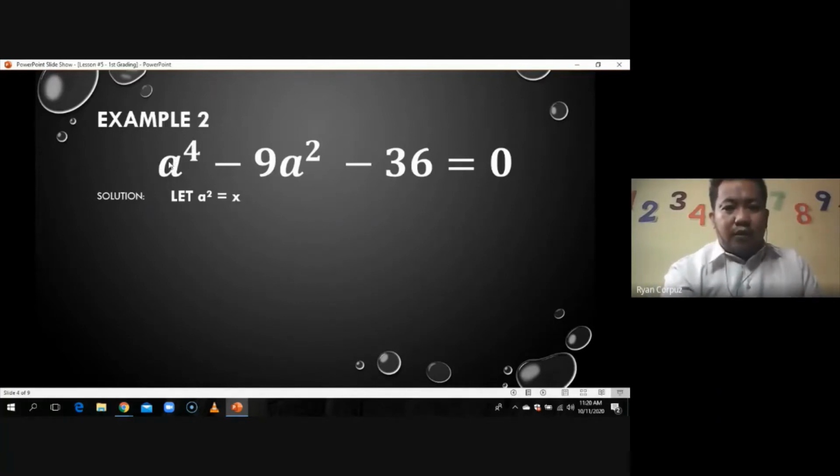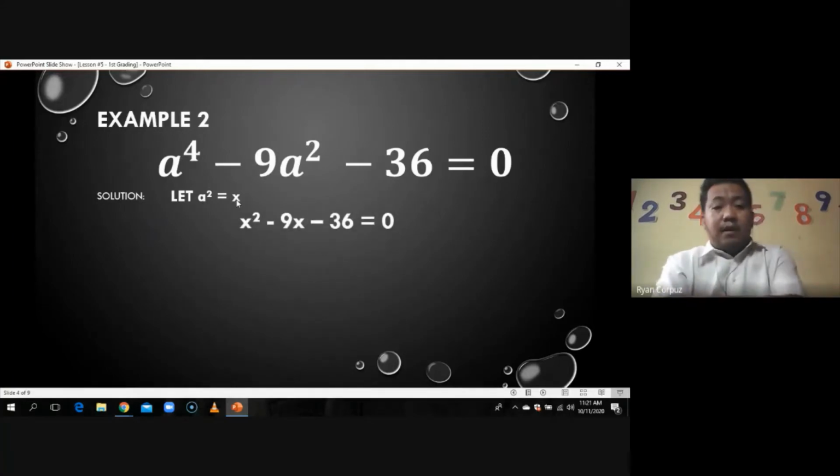So, let's take a look at first a raised to 4. If we let a squared equal x, how many a squared are there in a raised to 4? That is 2. Or, we divide a raised to 4 by a squared. That is a squared, right? Since there are 2 a squared in a raised to 4, and for every a squared that is equivalent to x, we'll come up with x squared.